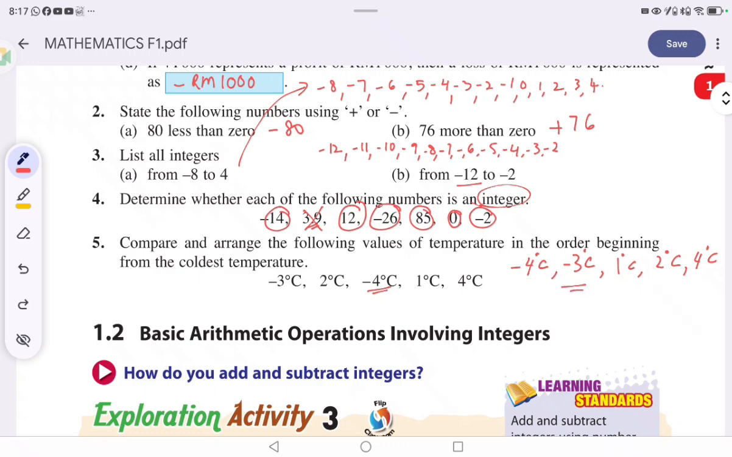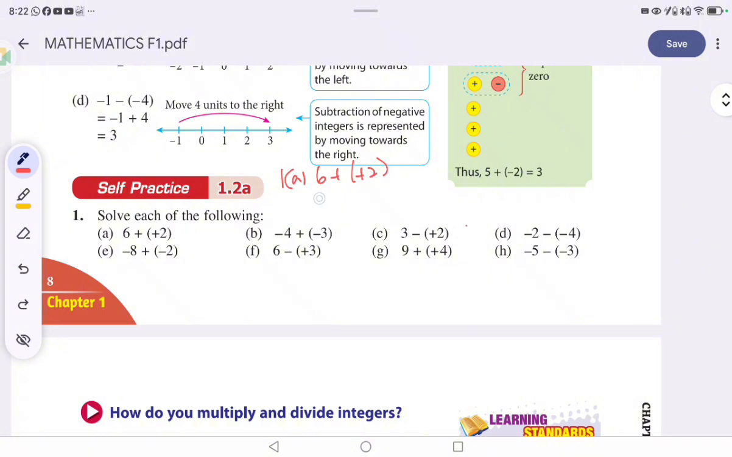Okay. So 6, 6 ke positif kamu akan dapat positif lah. So 6 tambah 2 dapat 8. So the answer for this one is 8. So negatif 4 tambah negatif 3, you will get negative 4. Positive minus, you will get minus 3. So kamu akan dapat positif, kamu kena tambah 4, 5, 6, 7. So you see the big number got integer negative, so put negative over here. So the answer should be negative 7.